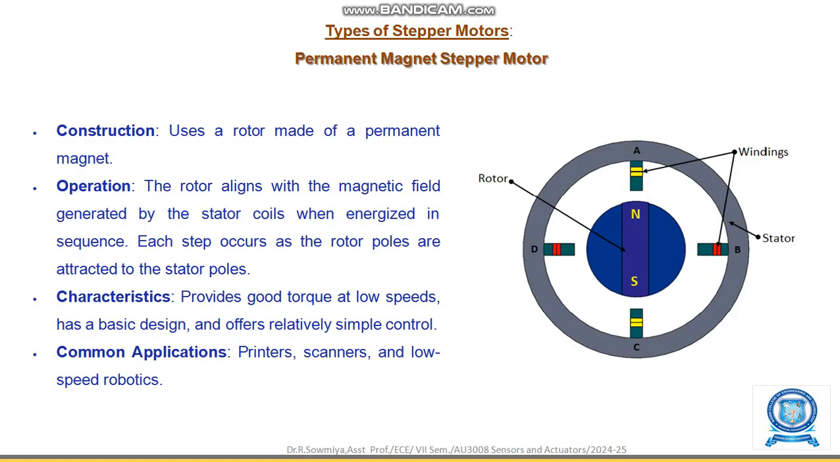Let us see some types of the stepper motor. The permanent magnet stepper motor. Construction: it uses a rotor made up of a permanent magnet. Operation: the rotor aligns with the magnetic field generated by the stator coils when they are energized in sequence. Each step occurs as the rotor poles are attracted to stator poles.